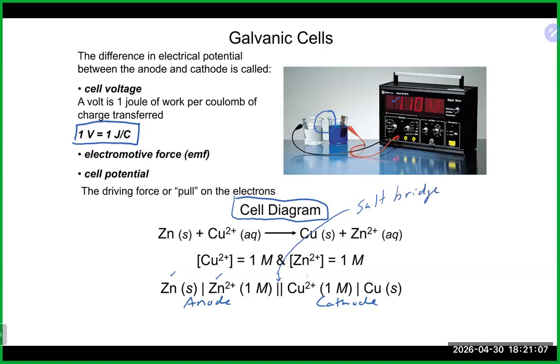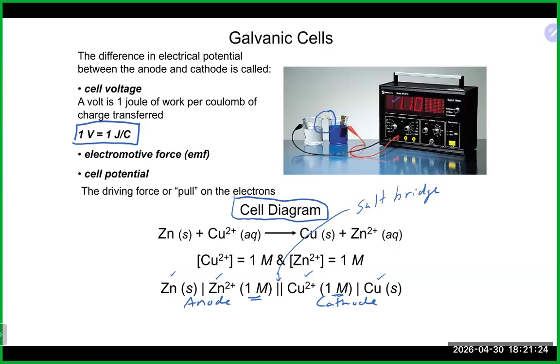And over here we have our cathode compartment, our copper ions going to our solid copper. As you can see in this particular one, sometimes they will include the molarity, and they definitely will include it if it is not 1 molar, which is standard concentration.